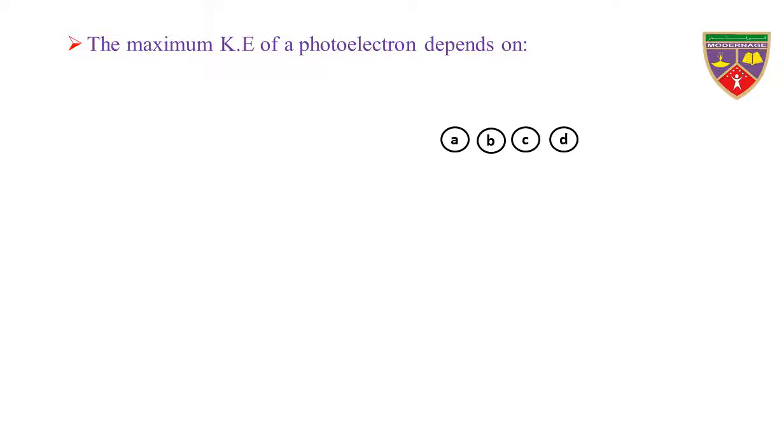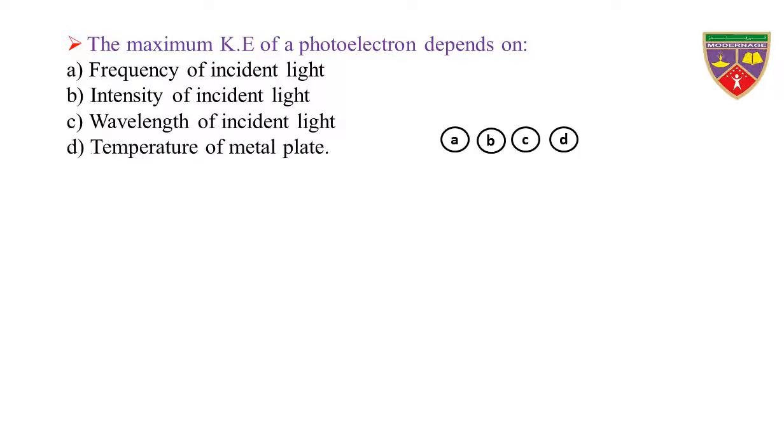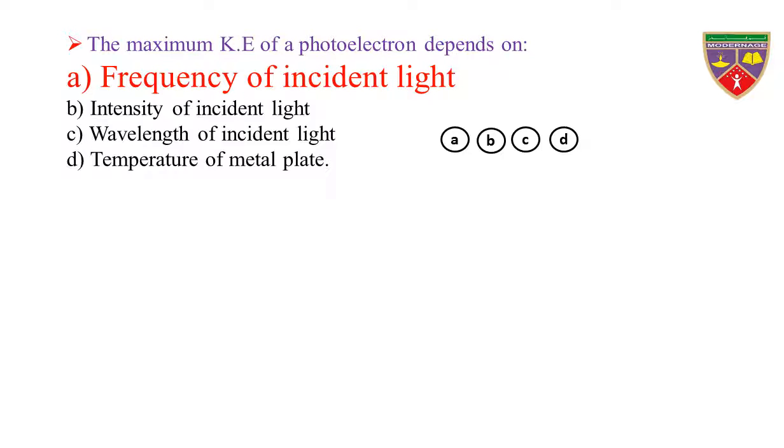The maximum kinetic energy of a photoelectron depends on: option A, frequency of incident light; option B, intensity of incident light; option C, wavelength of incident light; option D, temperature of metal plate. The key is frequency of incident light. Therefore, the correct option is A.